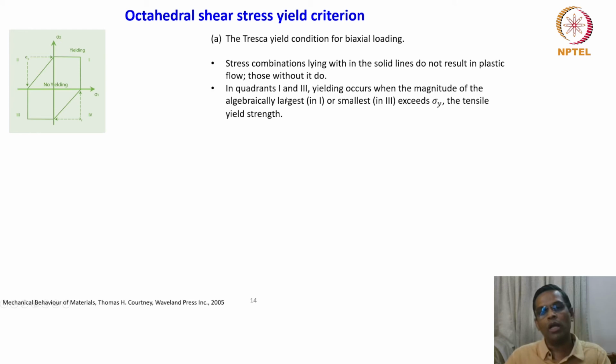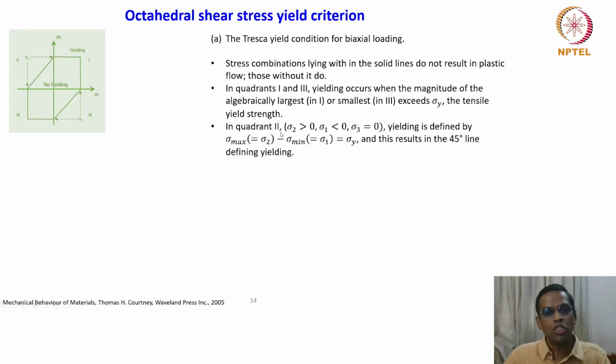In quadrants 1 and 3, yielding occurs when the magnitude of the algebraically largest stress in quadrant 1 and smallest in quadrant 3 exceeds sigma y, the tensile yield strength. So this is quite obvious from looking at this. In quadrant 2, on the other hand, sigma 2 is greater than 0 and sigma 1 is less than 0 and sigma 3 is equal to 0.